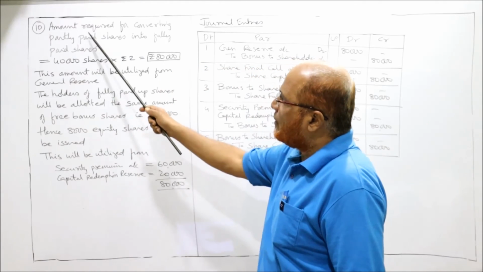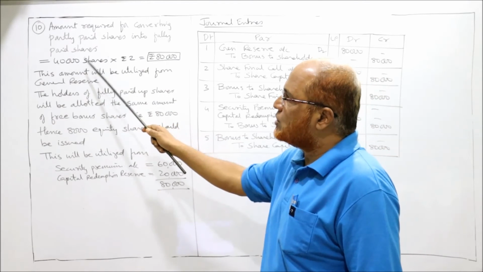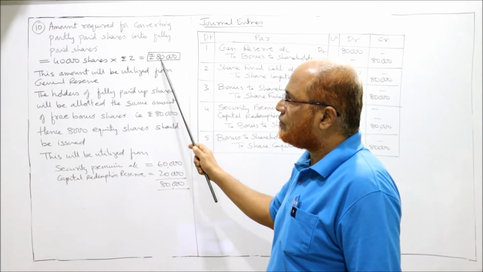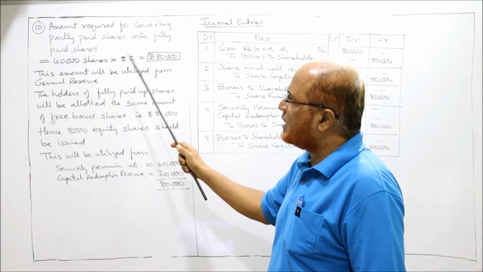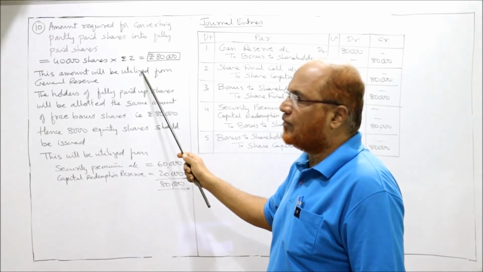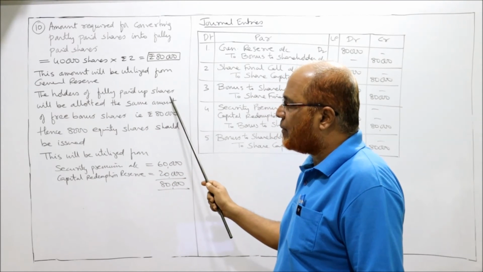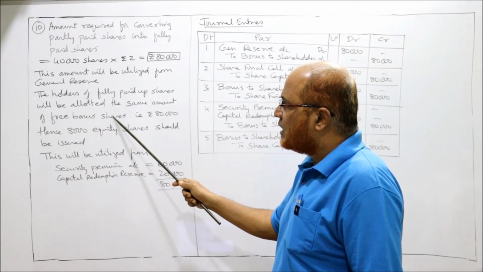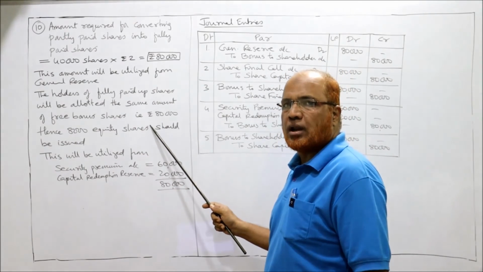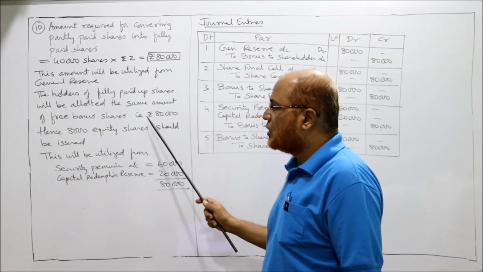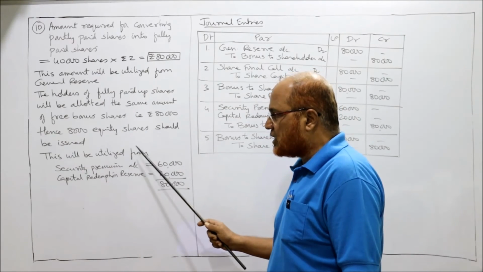Now first of all, amount required for converting partly paid shares into fully paid: 40,000 shares into 2 rupees, 80,000. This amount will be utilized from general reserve. We will use general reserve, withdraw 80,000 rupees and convert. The holders of fully paid up shares will be allotted the same amount of free bonus shares. That is rupees 80,000, that is, we have to issue shares worth 80,000 rupees to the first class shareholders. So hence 8,000 equity shares should be issued.